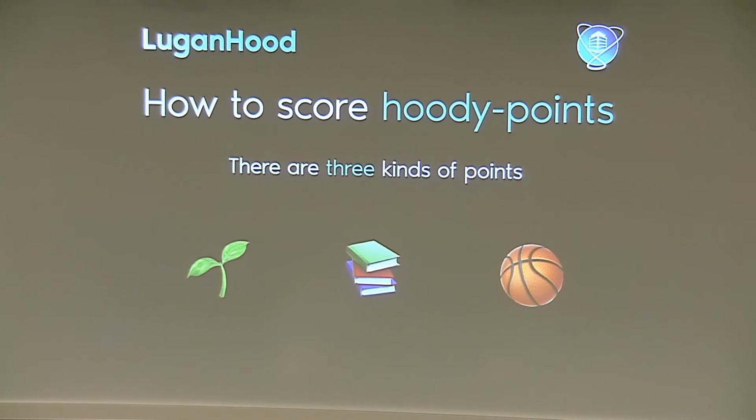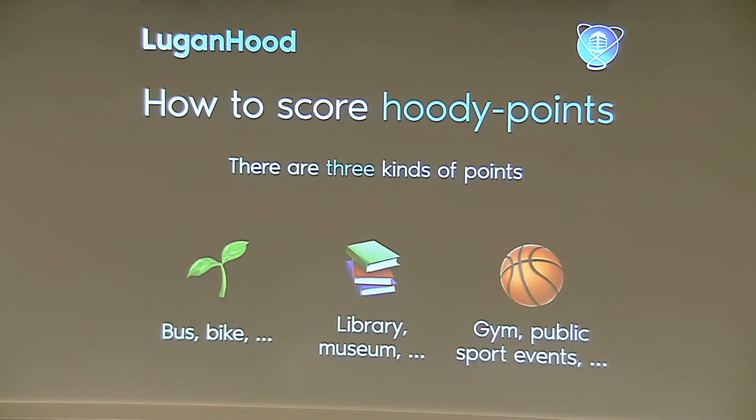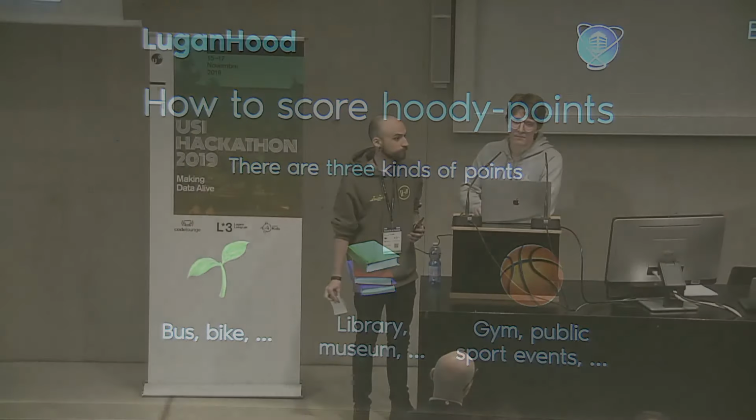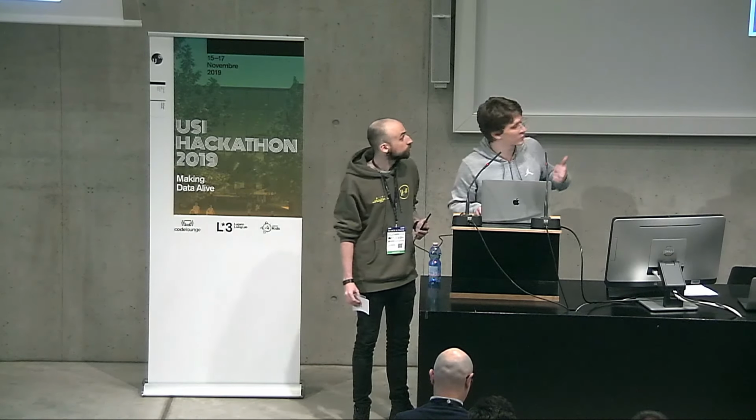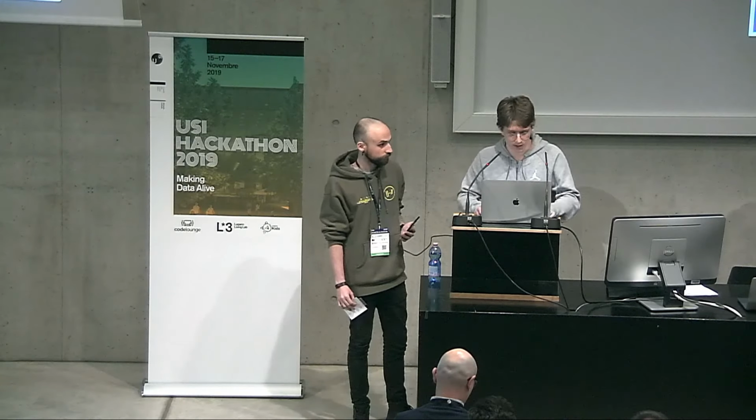There are three kinds of them: ecological, cultural, and sport, that can be earned by doing different activities around the city, like taking the bike instead of the car, will make you earn some ecological points. Now Lorenzo will show us a live demo of the application and how to use the ADI banks, which are one of those points of interest that can be found around the city.